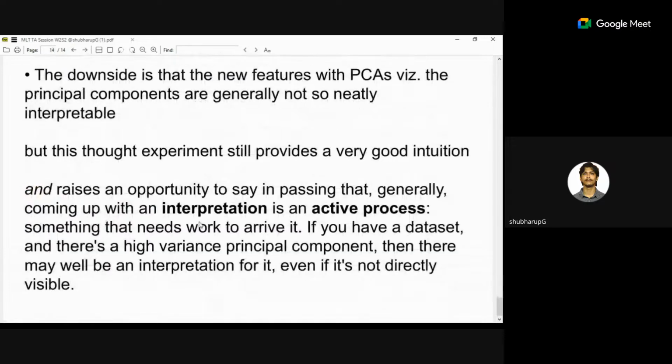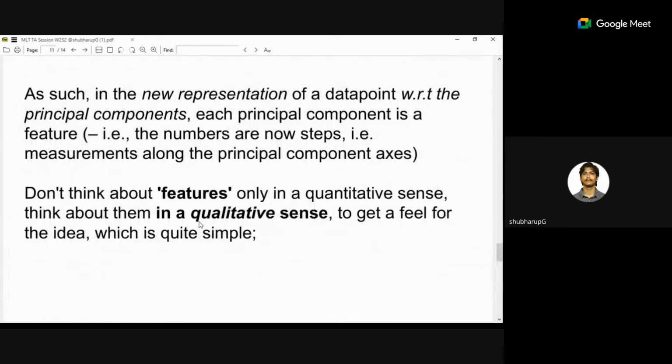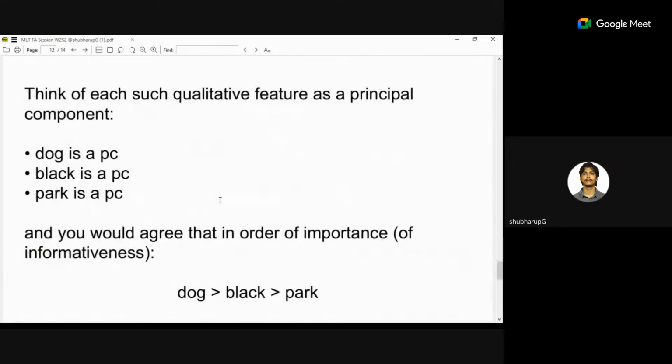But the downside is that the new features... So this thought experiment, and these features in a qualitative sense, right? Quantal is another word I just want to throw out: features in a quantal sense, quantal as in an atomic sense. So that's a pretty good way to think about it. Dog, black, park, so in an atomic sense.